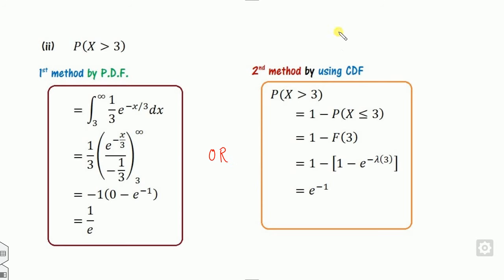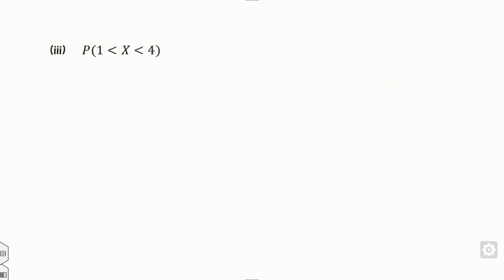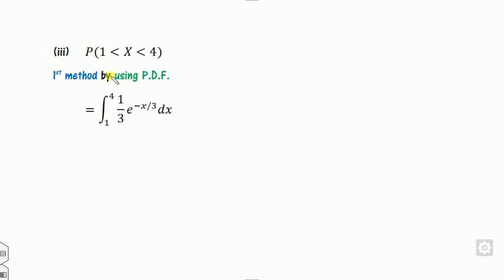You can follow any one of them, but I always prefer this one because there is no need to integrate the function, while here there is a need for integration. Look at this function. You have to find the probability that x lies between 1 and 4. Again we will see the two methods, by using the PDF and by using the CDF.